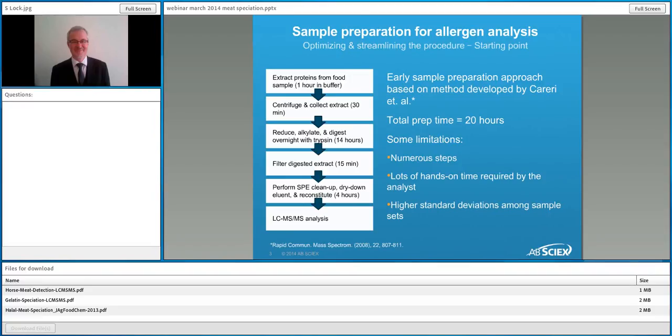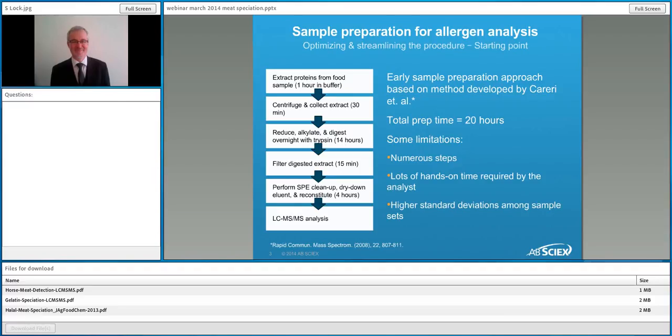Reduction and alkylation was used to open up the proteins for the digestion enzyme. In all cases, most people tend to use, Jens and I have used, trypsin as the digestion enzyme. Finally, once the sample has been digested, you filter it. Then you clean the sample up by SPE. This removes salts and also concentrates up the peptides before you blow down, reconstitute, and analyze by LC-MS.